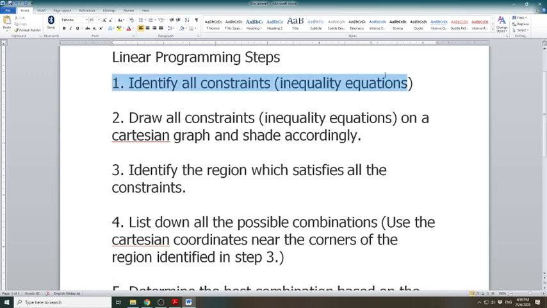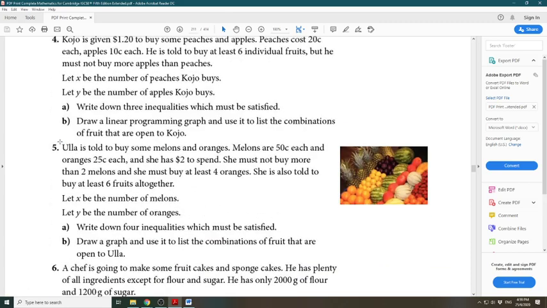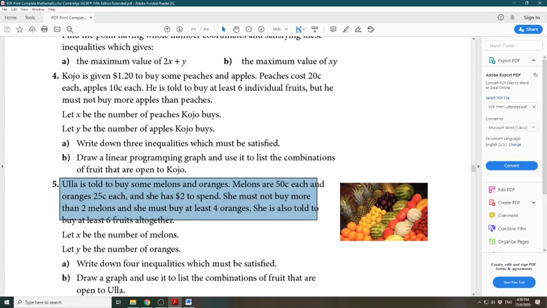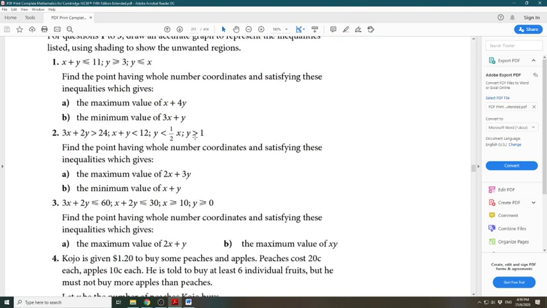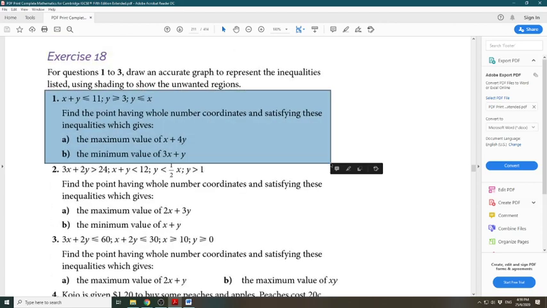So the first step is to identify the constraints. Each inequality or equation is considered a constraint. In this question, they have already so nicely given us the 3 different constraints. If you have questions like question 4 onwards, you have to create your own inequalities, which become the constraints. But for the sake of time, I'm only going to stick to this one.